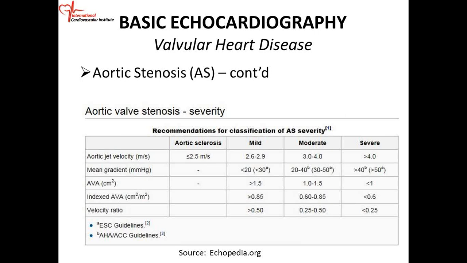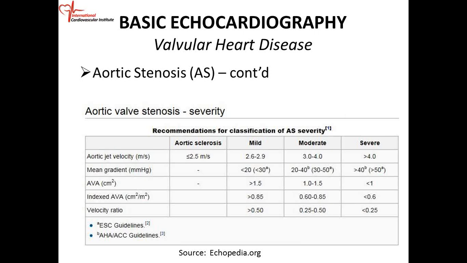Now, for mild aortic stenosis, you have to know what's mild. If you know what's severe and what's mild, anything that falls in between is moderate. For the aortic velocity jet, if it's between 2.6 and 2.9 meters per second, it suggests mild aortic stenosis. If your mean gradient is less than 20 millimeters mercury, it suggests mild aortic stenosis. If the valve area is greater than 1.5 centimeters squared, it suggests mild aortic stenosis.